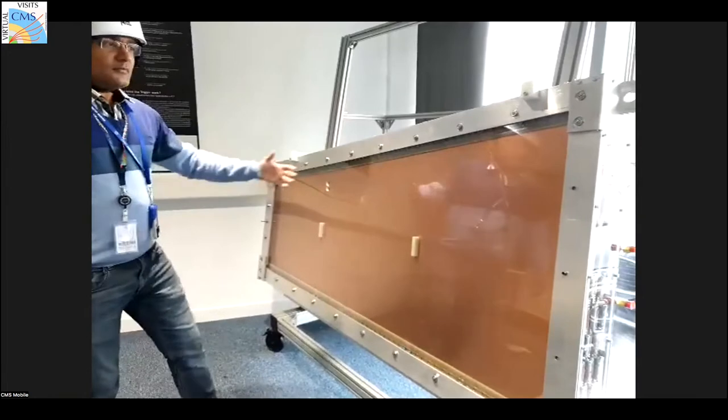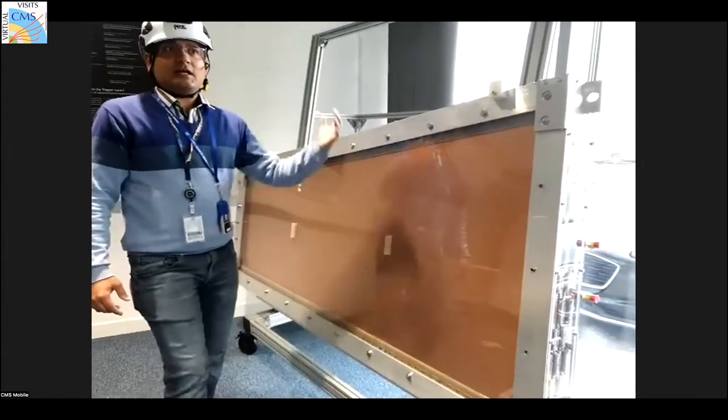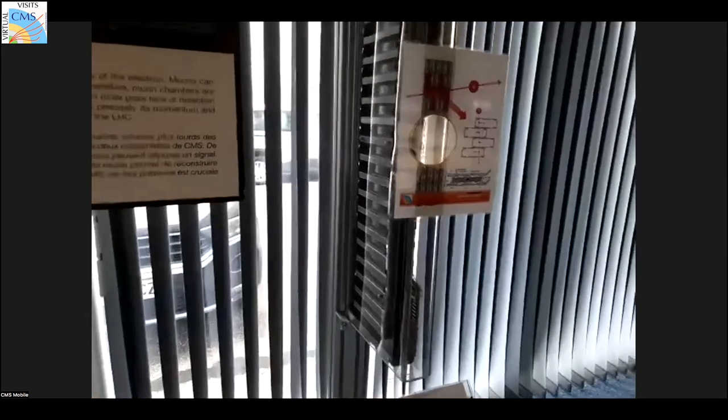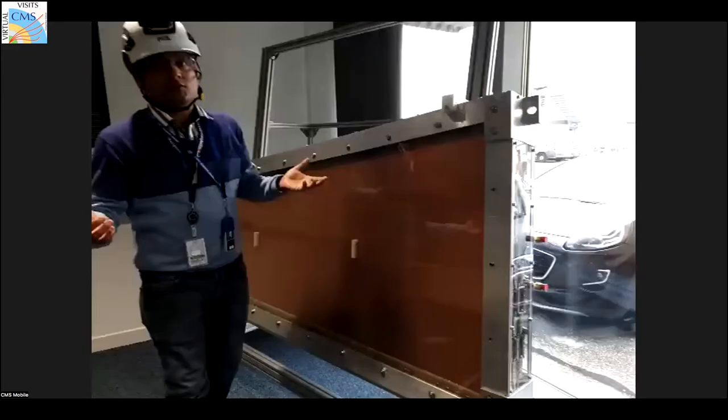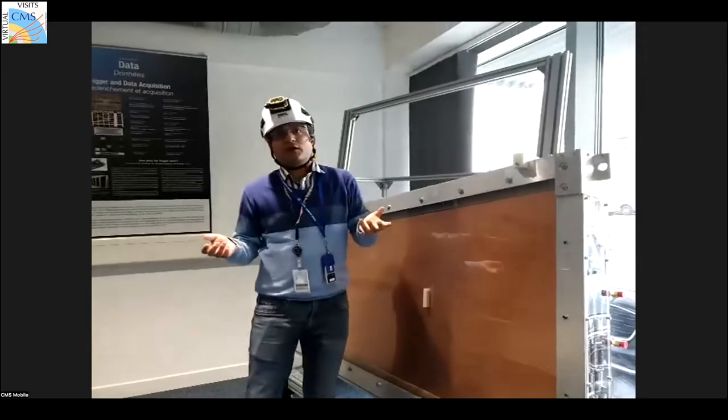So we have these CSCs in the end cap region of the detector, and the drift tubes are in the barrel region of the detector. Both are to detect muons. But one can ask, why do we need two in two different parts of the detector?